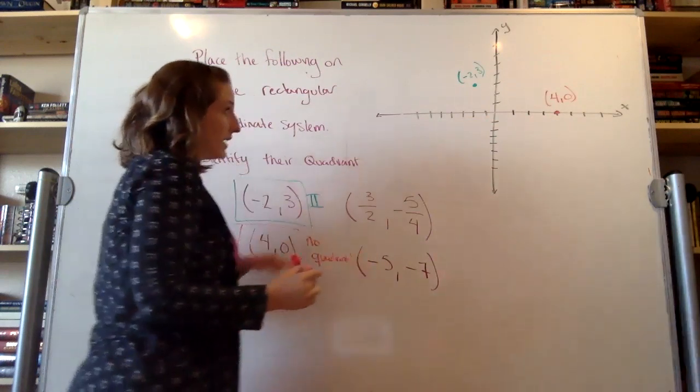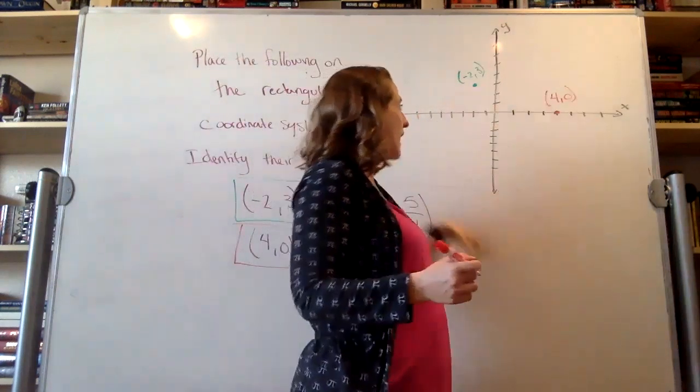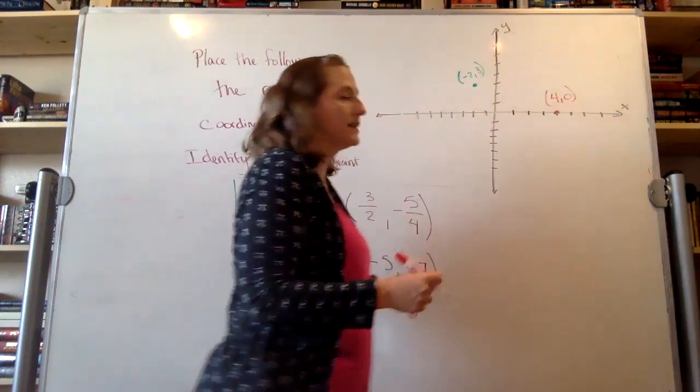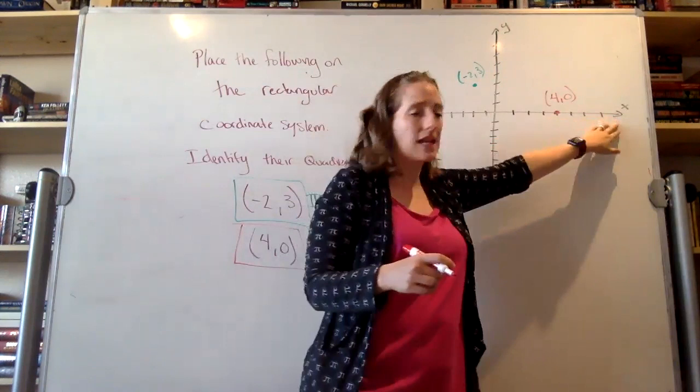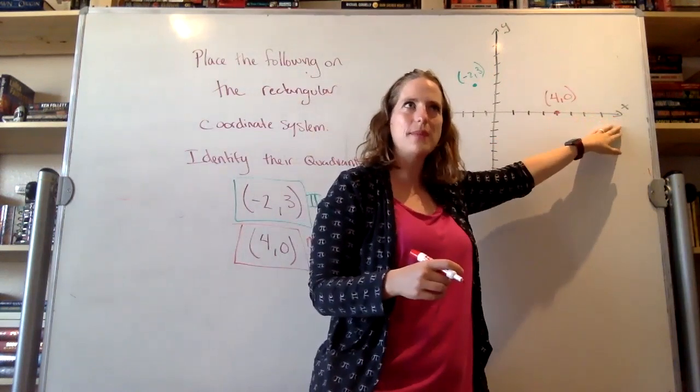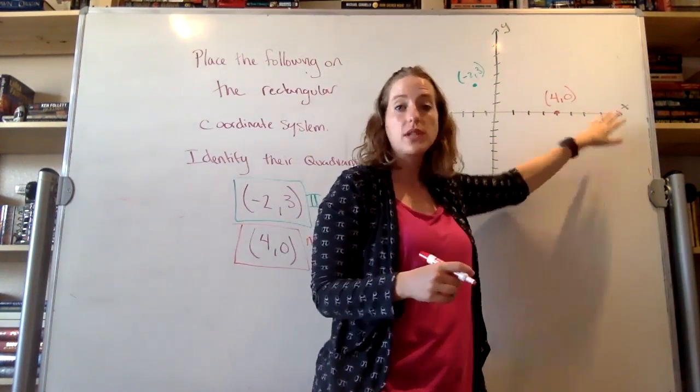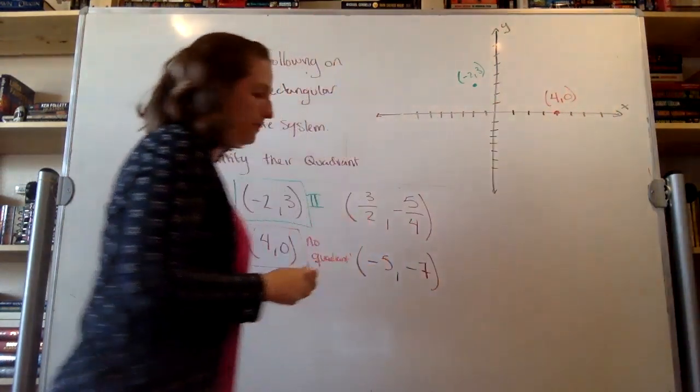Okay. If a point is sitting on one of the axes, the x-axis or the y-axis, it has no quadrant. Turns out this is a special type of point known as an x-intercept, because it sits on the x-axis. We'll talk a little bit more about that in the next section.